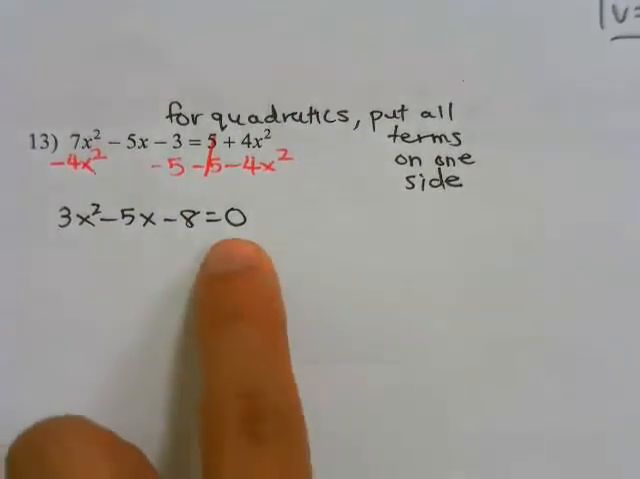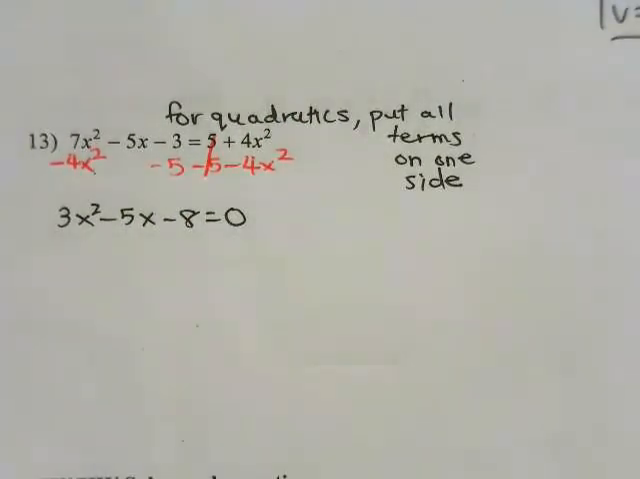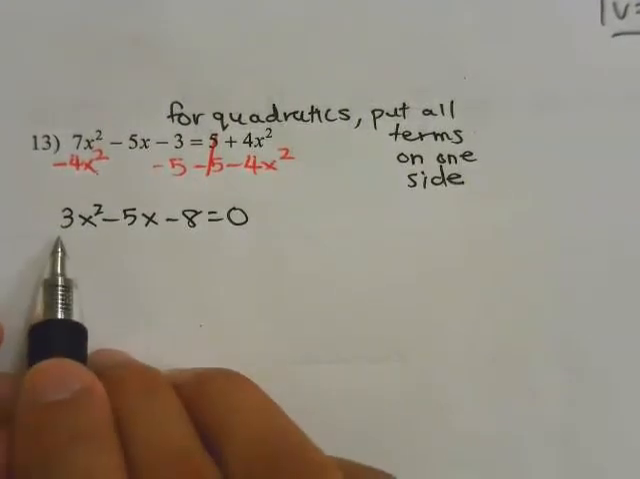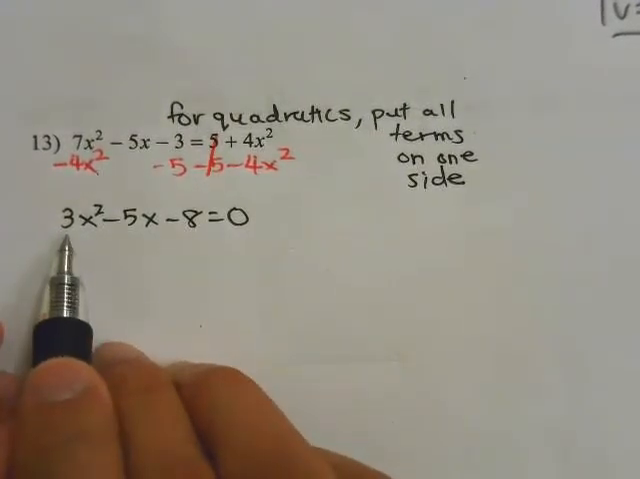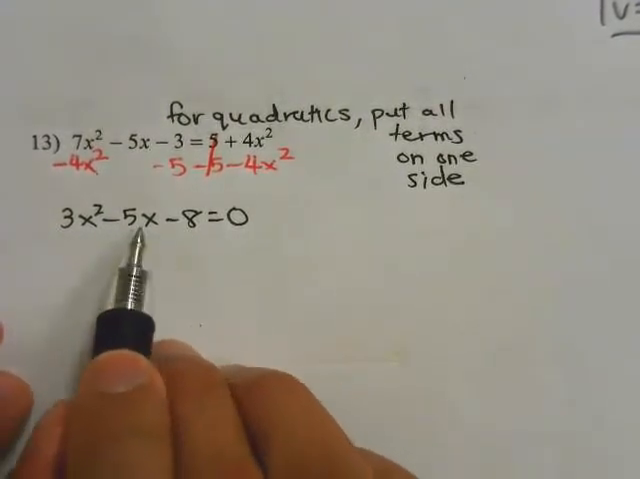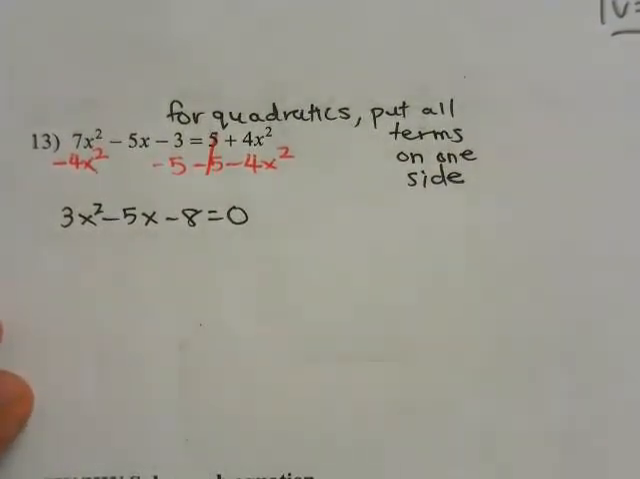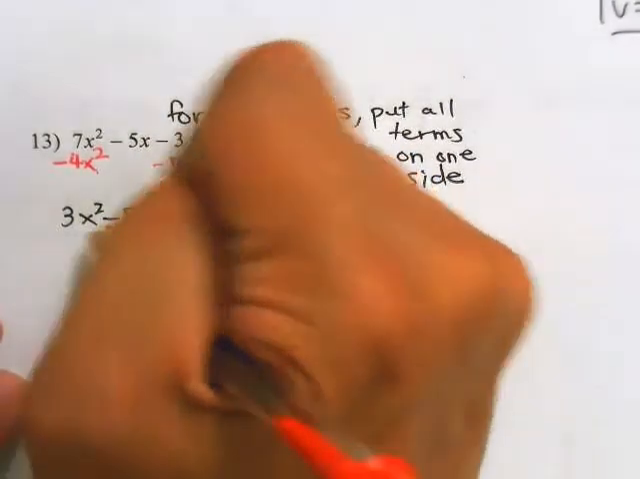So that's your goal for these parabolic quadratic functions, is you want to set it equal to 0. Then that way you can factor the left side. Your a value is not 1 over here. Can we take out a GCF? No, because this one's a 3, this one's a 5. They don't have any common factors. So what we're going to do is we're going to do this thing here.